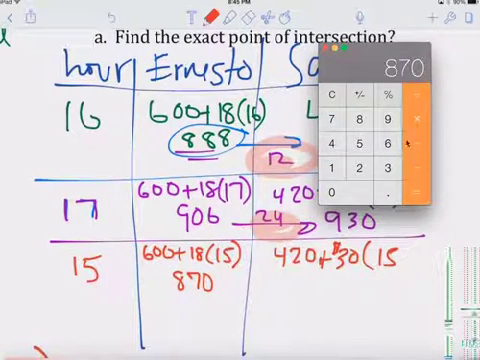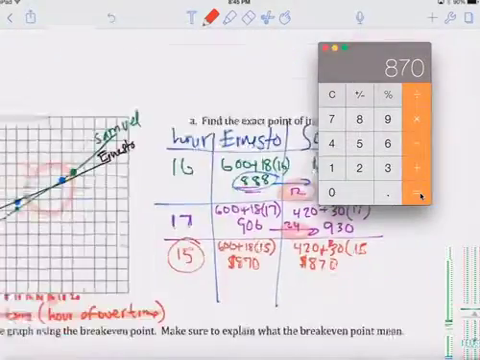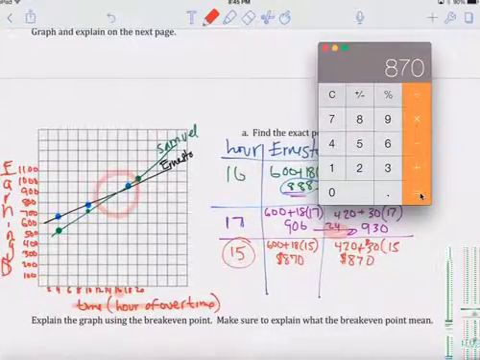Okay, so clear it. 30 times, we're doing operation, multiply first. Then we add it to 420. Look! Yay! Okay, they both made $870 at 15 hours of overtime. So in order for Samuel to make the same amount as Ernesto, he needs to work 15 hours. That's when Samuel makes the same.